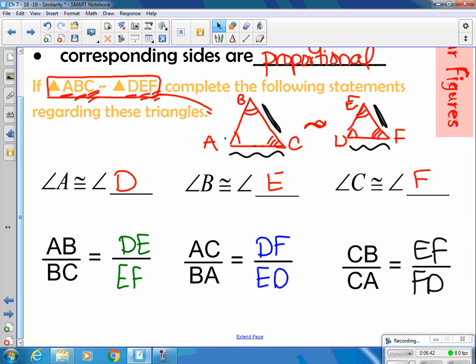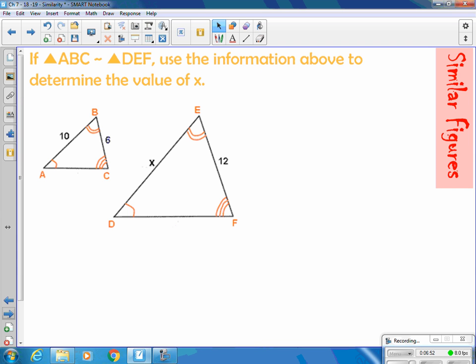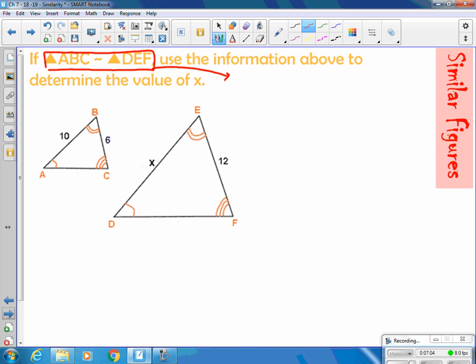So you're going to be setting up a proportion dealing with corresponding sides. Now, obviously, when I give you some examples, there's going to be some unknowns here because we have to solve a proportion. For example, and I believe you also have this on your blue sheet. If triangle ABC is similar to triangle DEF, since they're similar, I know angles are congruent, and I know sides are proportional.